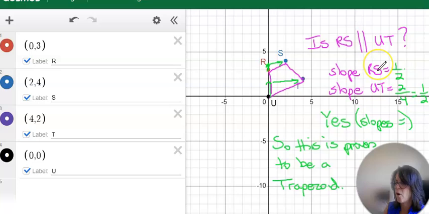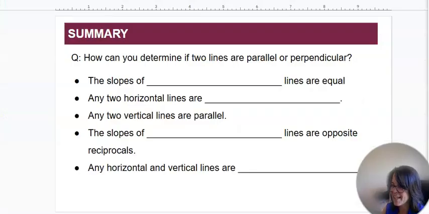So I found the slope of RS. I had to go up 1 and right 2. And I found the slope of UT. I had to go up 2 and right 4, which simplifies to 1/2. Our slopes are equal. That proves that since there is one pair of parallel lines, that this is a quadrilateral. A trapezoid. I keep doing it. A trapezoid. The last thing I want you to do is fill in the missing words here. Be careful. We'll go over it together in class.